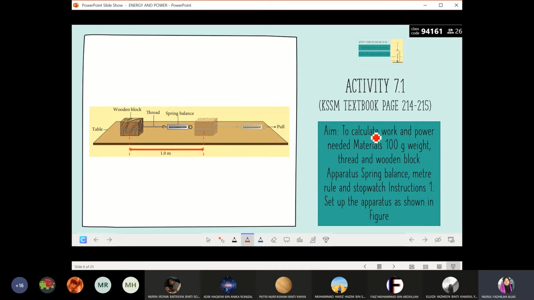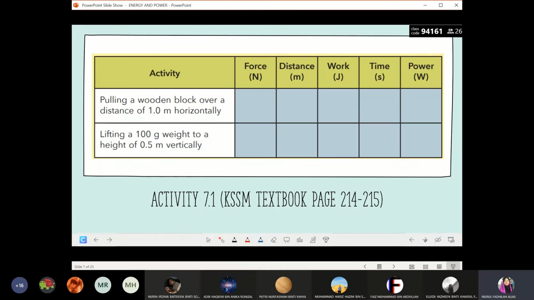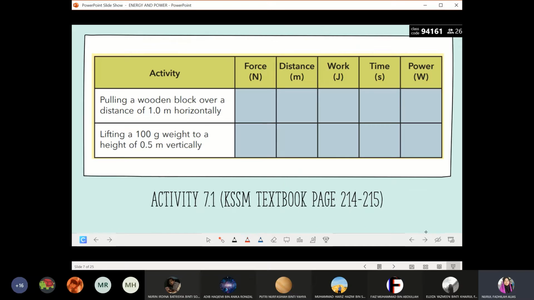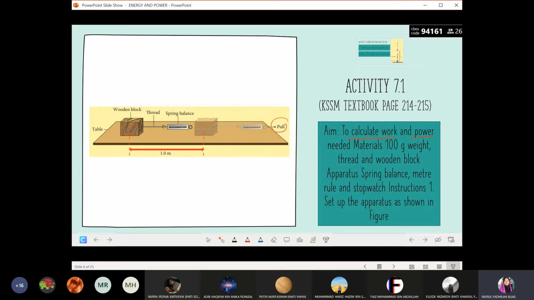Now, this is an activity. The aim is to calculate work and to calculate power. We have an object, the wooden block, pulled by you with a spring. So the spring pulls the wooden block. Later we will calculate the work and the power. In order to calculate the power, we need to know the force. So how do you determine the force for this activity?